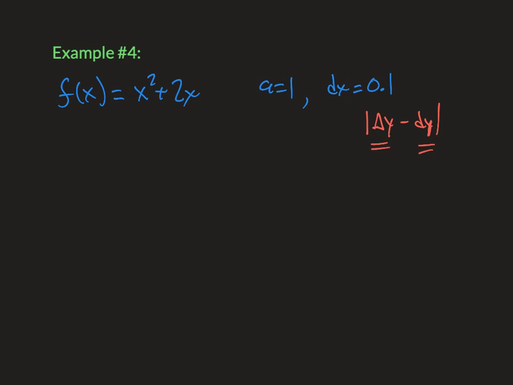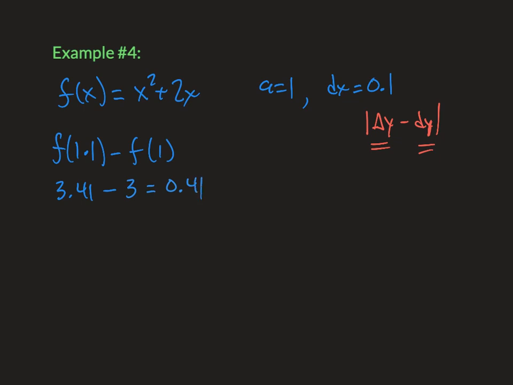Okay, so for delta y, that's the actual change in y values. So I'm going to need to compute f of 1.1, because it's x plus dx, minus f of 1. And if I plug 1.1 into this function, I'm coming up with 3.41. And when I plug 1 into this function, I'm coming up with 3. And that means that my delta y is 0.41.